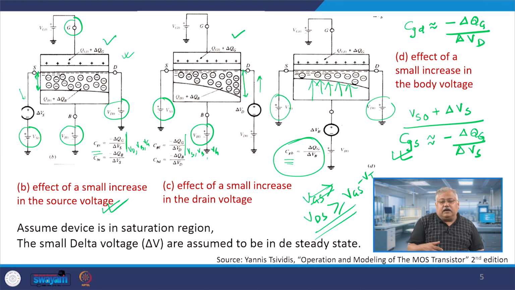Please understand that when you have multiple phenomena coming into the picture, you have to apply the principle of superposition. So, I have explained to you the basic intrinsic capacitances available in a MOS device working in the saturation region, and that gives me a good idea about how the saturation region works.